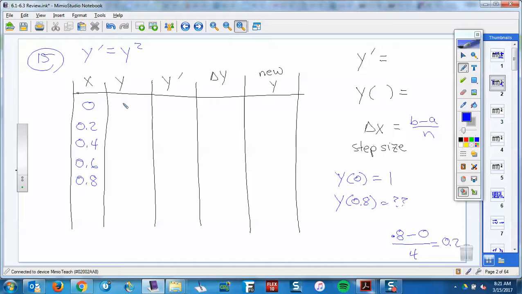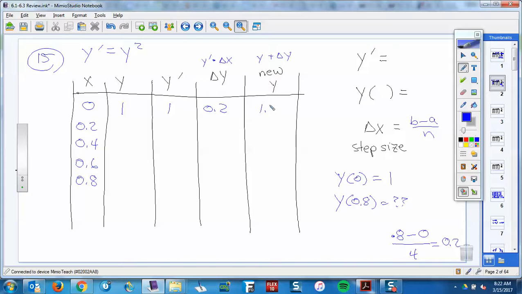So what's y? They gave us the original starting point, y of 0 is 1. So how do we get y prime? We put a 1 in here, and that's going to be 1. And then how do you get delta y? You take y prime times delta x, excuse me. So 1 times 0.2 is 0.2. The new y is the old y plus delta y. We just have to know what these things stand for.